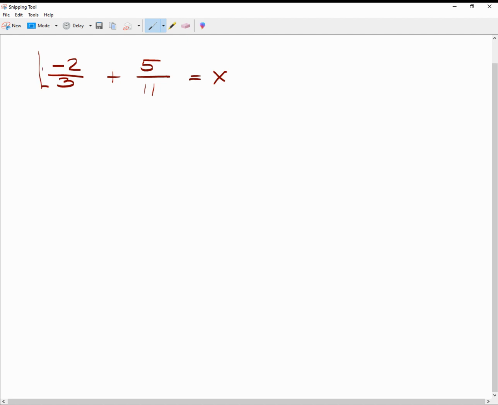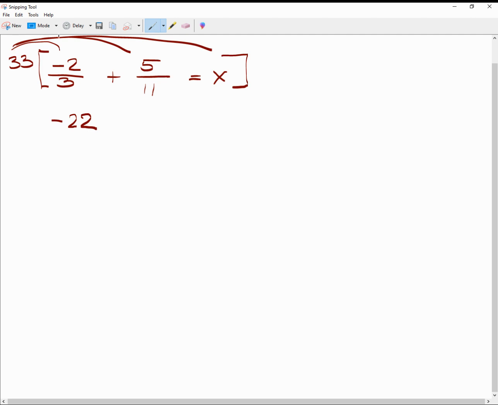So what I'm going to do is multiply this by 33. This is assuming that you figured out that it's 33. And so we will solve this again. What if you don't know the LCM? Okay, so I'm going to multiply each one of these terms by 33. Remember, when you multiply with a fraction, you divide by the denominator and multiply with the numerator. So 33 divided by 3 is 11, times negative 2, you have negative 22 here.